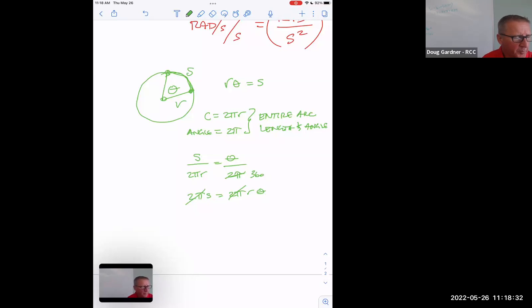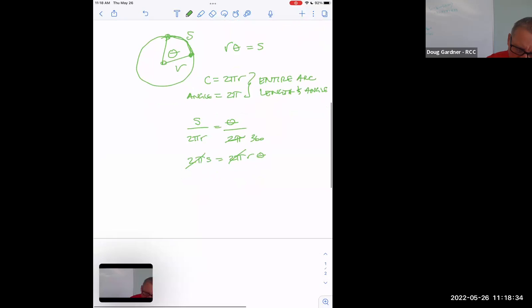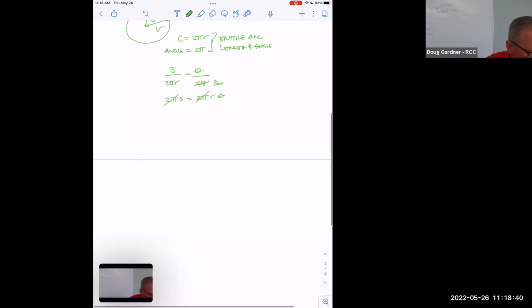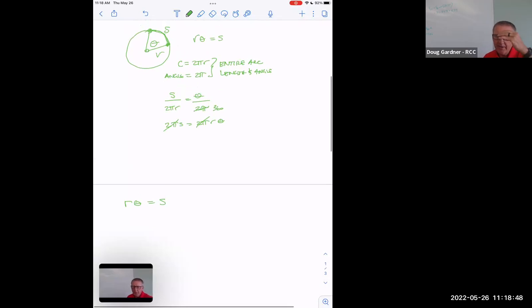So let's play with it for a little bit using calculus. If I said r times theta equals s, would you agree that from last term, that's a static fact? In other words, theta isn't changing, the radius isn't changing, the arc length isn't changing, but could it change?